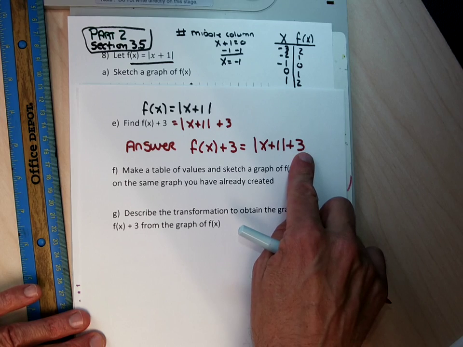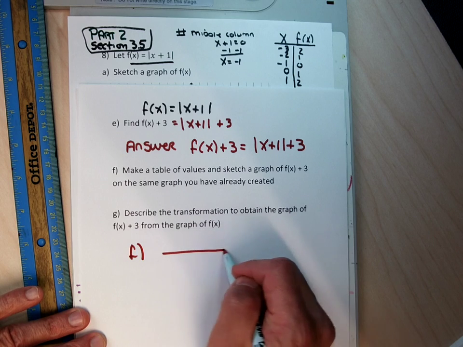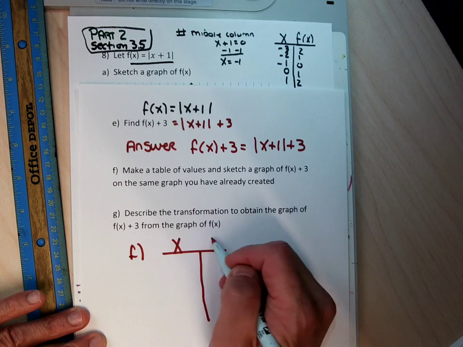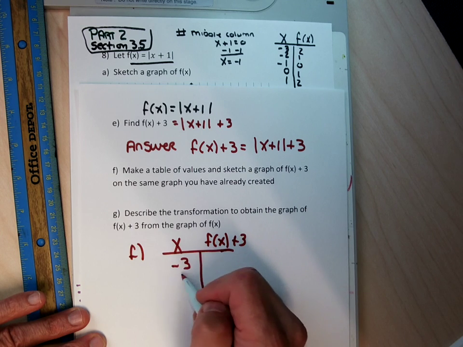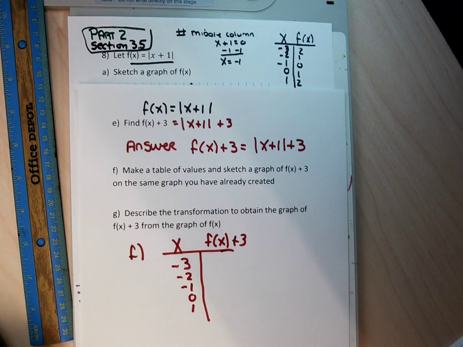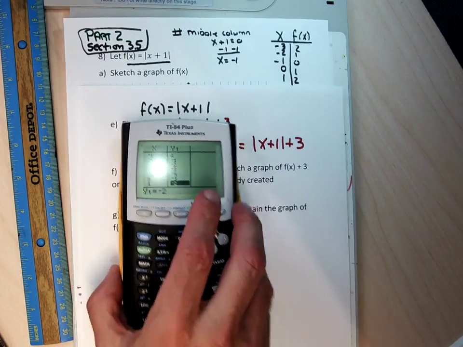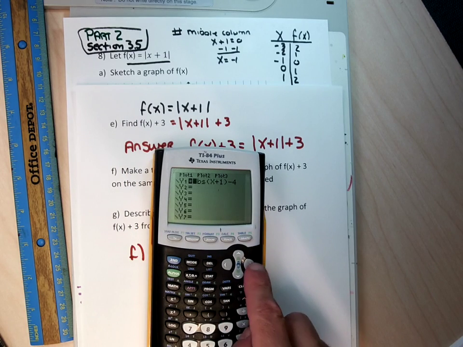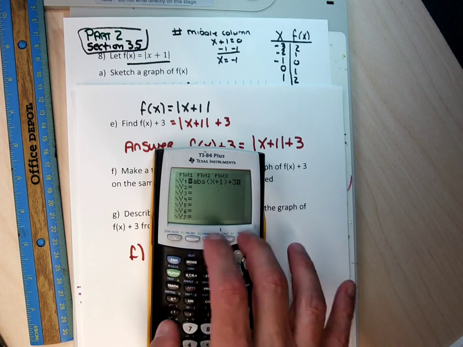Next part, make a table of values and sketch a graph. Again, when a number is added or subtracted outside the function, I use the same x column. So for part F, the graph, I'm going to have x and f of x plus 3. I'm going to use -3, -2, -1, 0, and 1 for my x values. And now I'm going to graph that function, absolute value of x plus 1 plus 3. Break out my calculator, y equals, absolute value of x plus 1 is already there. I'll type it again anyways. I'll go math, number for absolute value, x plus 1, close out my parentheses, plus 3, then hit second table.